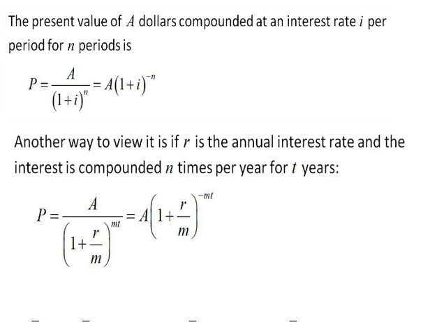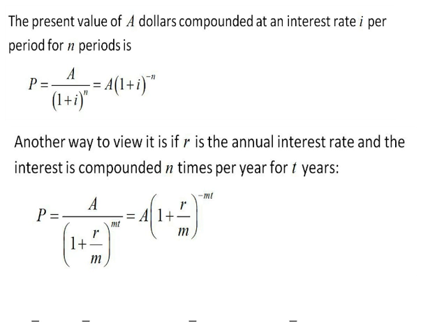Now another way to view this is, looking at the formula with the R and M, we get that the present value is equal to A divided by 1 plus R over M raised to the MT, which again would be the same thing as A times 1 plus R over M raised to the negative MT. Now it just depends on which formula you're more comfortable using.